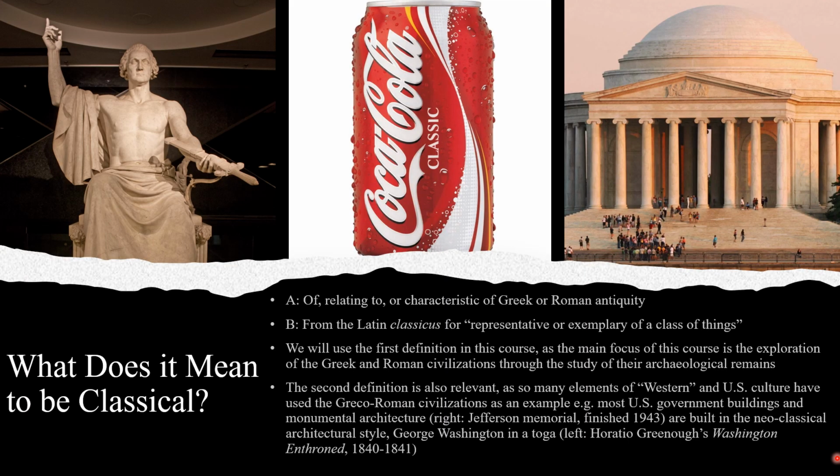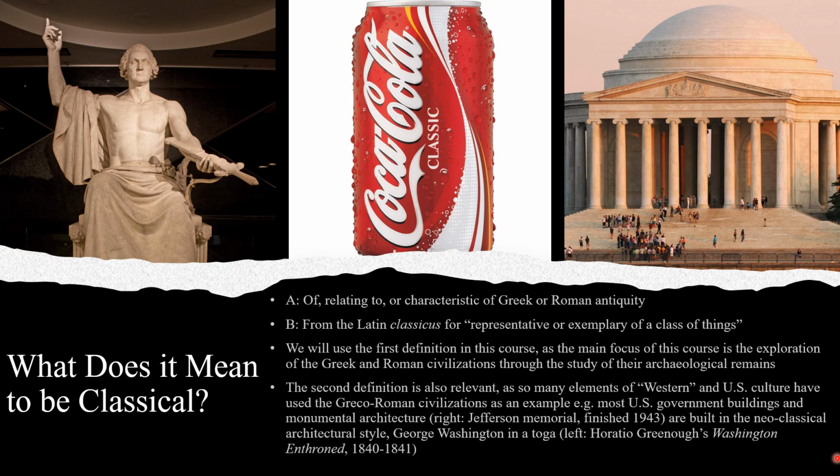First, let's discuss what it means to be classical. The Oxford English Dictionary uses two definitions for the term classical. The first is of, relating to, or characteristic of Greek or Roman antiquity. The second definition comes from the Latin word classicus, which means representative or exemplary of a class of things.